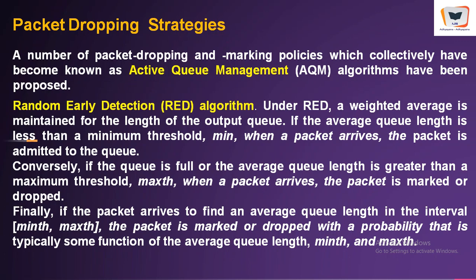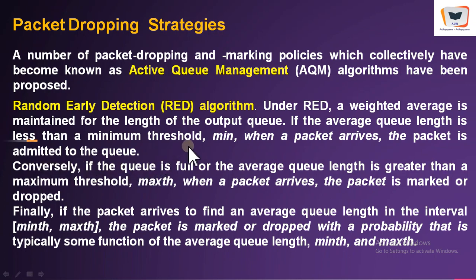Though there is an algorithm called random early detection algorithm, or RED algorithm, aptly called. Under RED, a weighted average is maintained for the length of the output queue. If the average queue length at every output port is less than the minimum threshold, when a packet arrives, the packet is admitted to the queue.